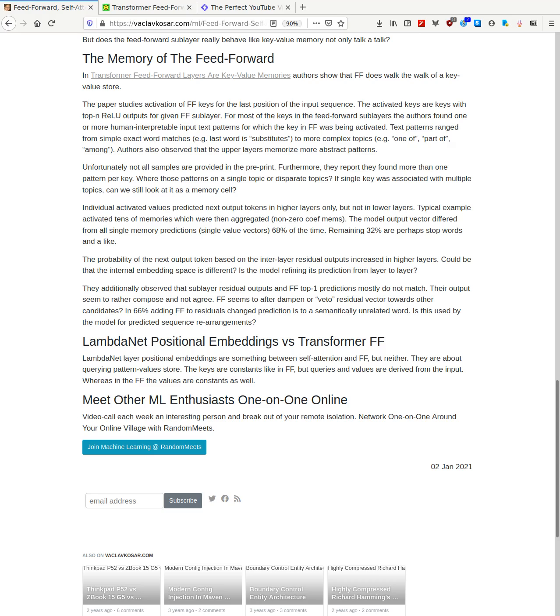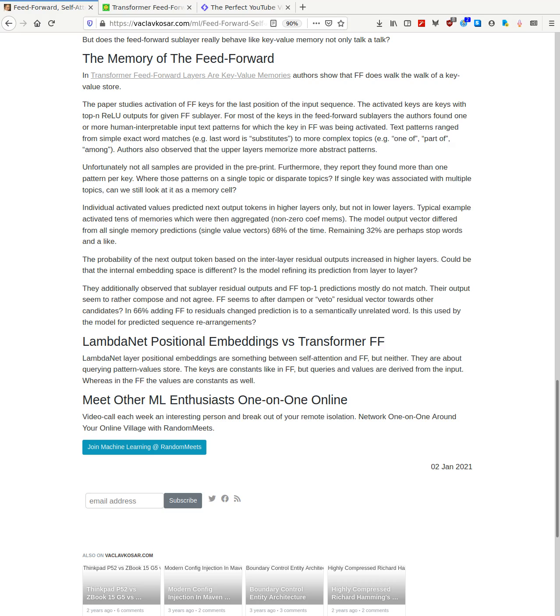But individual activated values tended to predict the next output tokens of the entire model, but only in the higher layers. In the lower layers, you would expect, right, that the model is still working on the prediction. So, it seems that the correlation in the higher layers increases. Sort of makes sense.